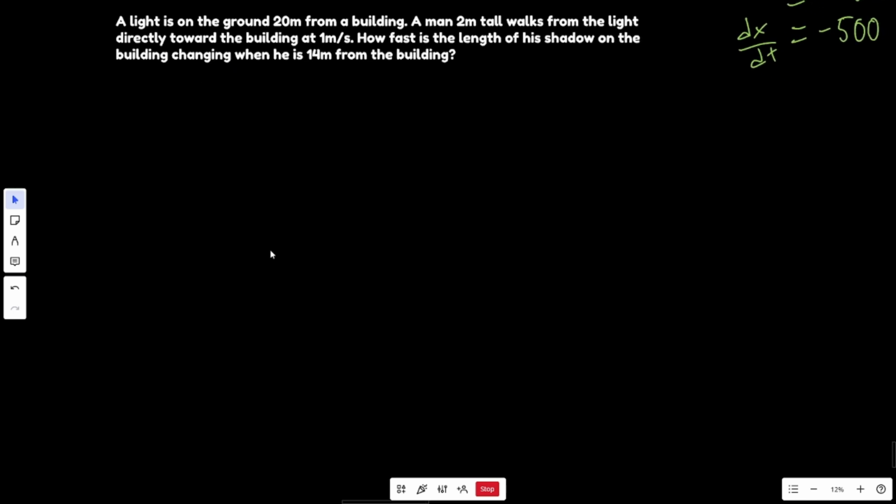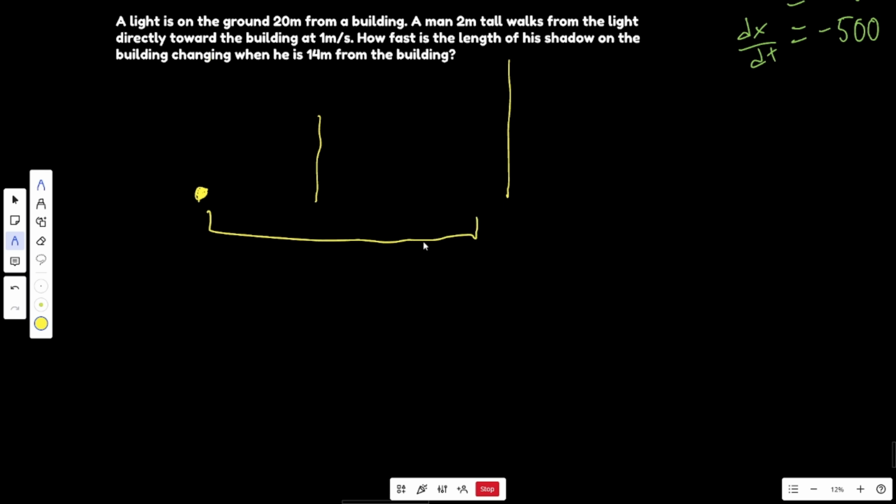Okay, so now imagine that a light is on the ground 20 meters from a building. Let's use a different color this time, let's use yellow. So the light is over here, and there's a man that's 2 meters tall, and the light is 20 meters away from a building. So this is 20 meters, and we're gonna connect them by a line. And the light is shining at the guy.